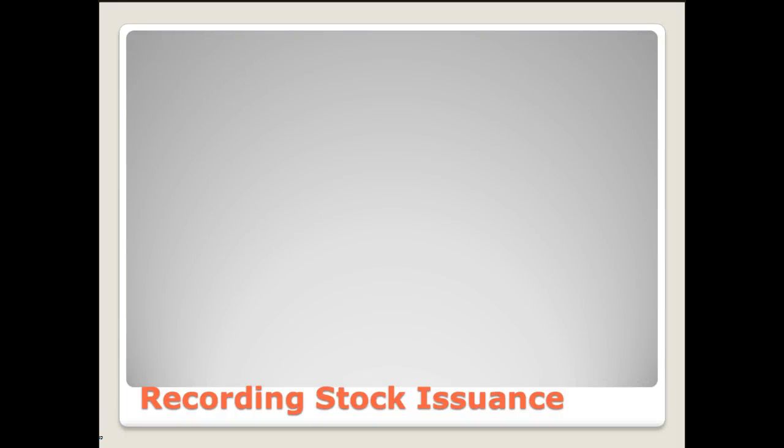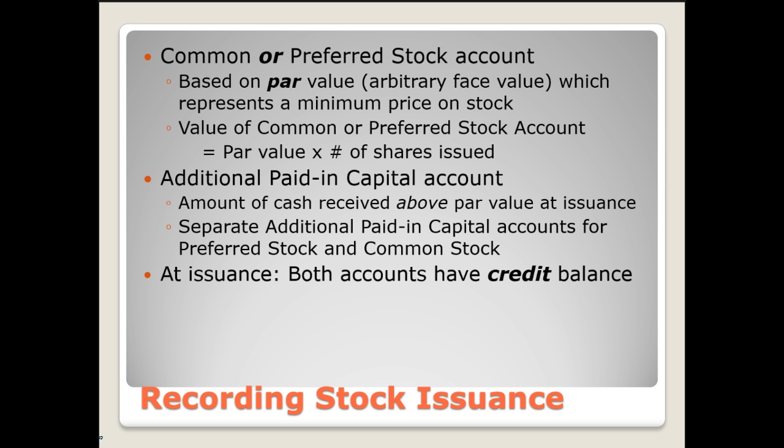Welcome to your Cornerstones textbook chapter 10, where we'll be covering stockholders' equity and some of the journal entries that go along with that. Now, when we're thinking about stockholders' equity, both preferred stock and common stock, we have to think about what happens when we issue the stock.